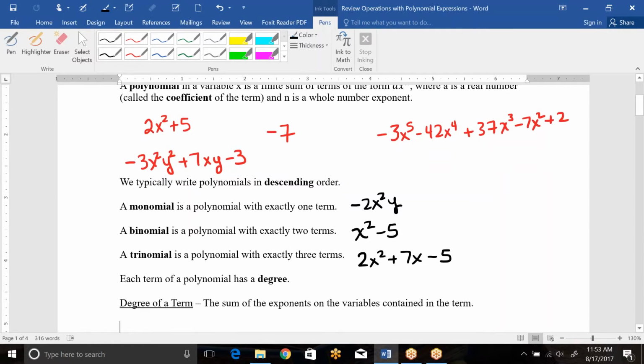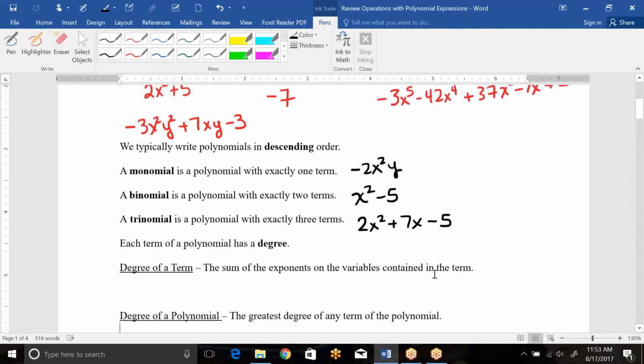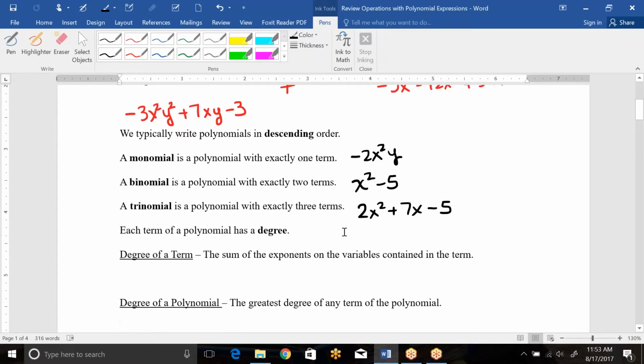Each term of a polynomial has its own degree. So you just look at the individual term and you look at the variable pieces. This is x to the second, so this term would have a degree of 2. This term has an x to the first, so it has a degree of 1. The final term in that trinomial had no x's, so it has a degree of 0. So it's the sum of the exponents on the variables contained in the term.